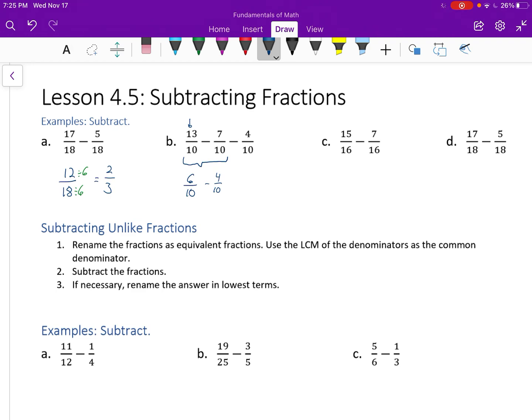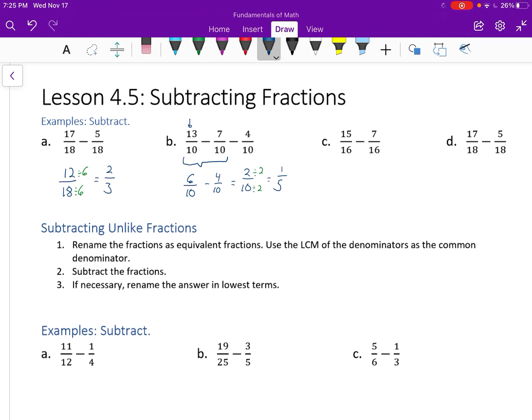They're like denominators, so I'm going to subtract them. 6/10 minus 4/10 is 2/10. And make sure we check to see if it's in lowest terms. It is not, so we're going to divide the top and the bottom by the greatest common factor, which is 2. And that gives us our answer of 1/5.